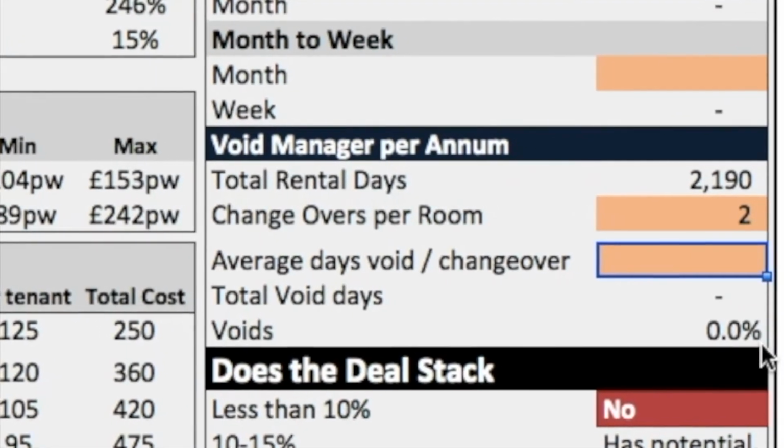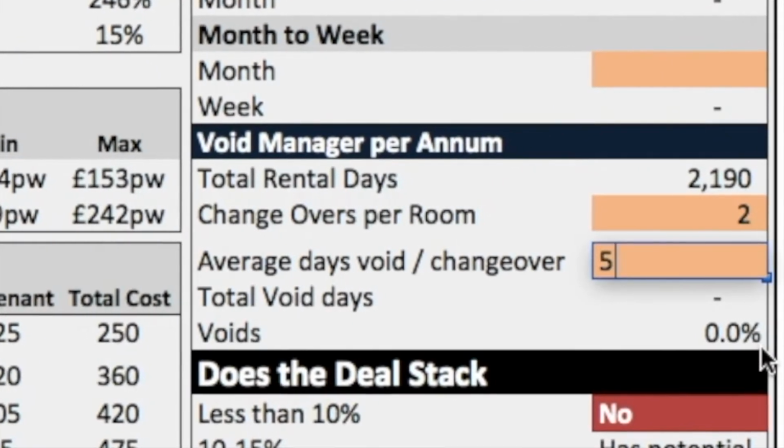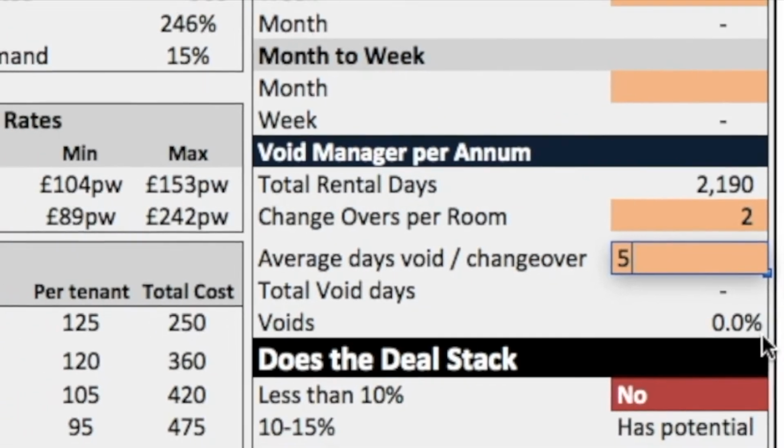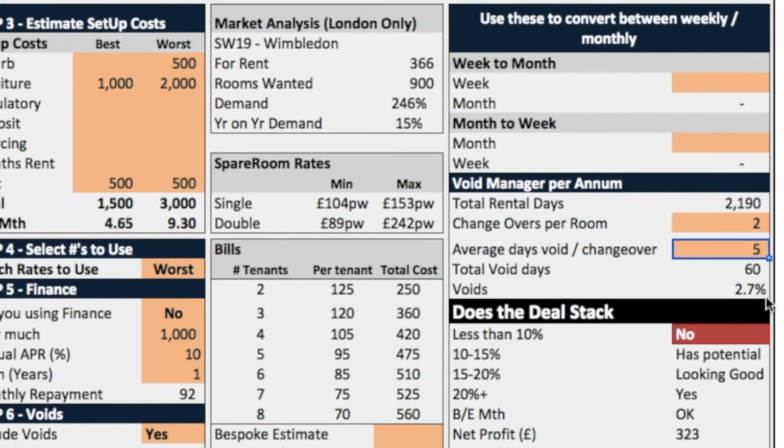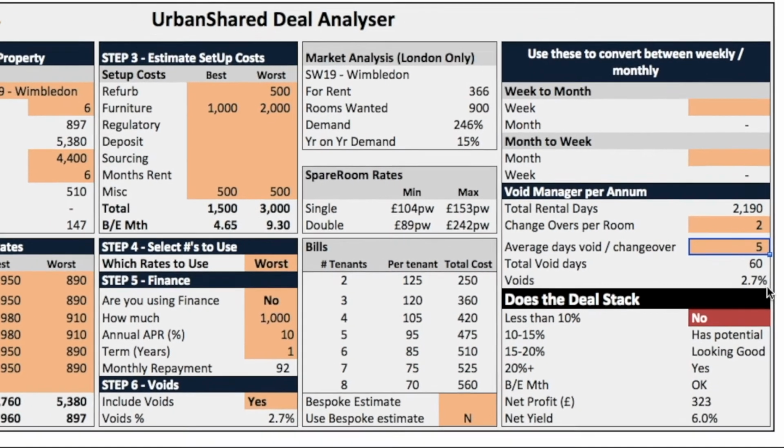And we would also put 5 days in here, e.g. a working week empty on each changeover. We now know that we can improve upon that, and we're probably operating less than 1% voids.